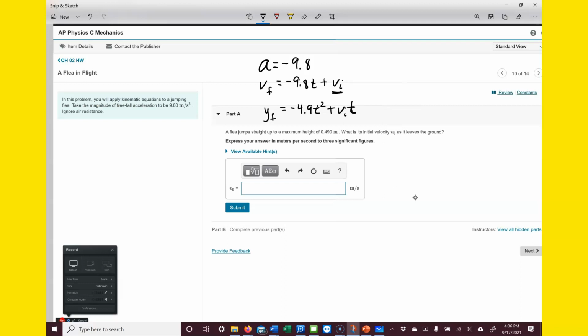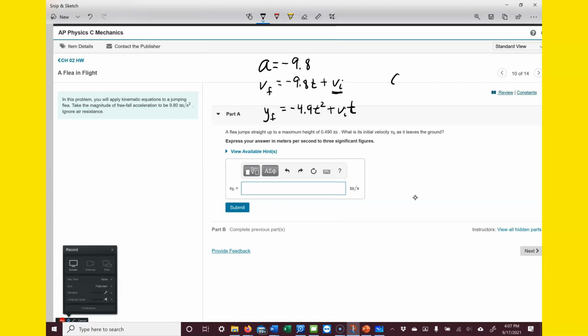Now I'm sitting here thinking, what do we know in these equations? I'm looking for V sub I. I don't know the time. I don't know t, but I do know V sub f. See if you know what V sub f is. It doesn't give it to you in these words, but the situation dictates that V sub f has to be a certain thing. It says he reaches a maximum height of 0.49. That means his final velocity at that maximum height is 0. When you reach your maximum height, for a split second there, your velocity is 0, and then you come down.